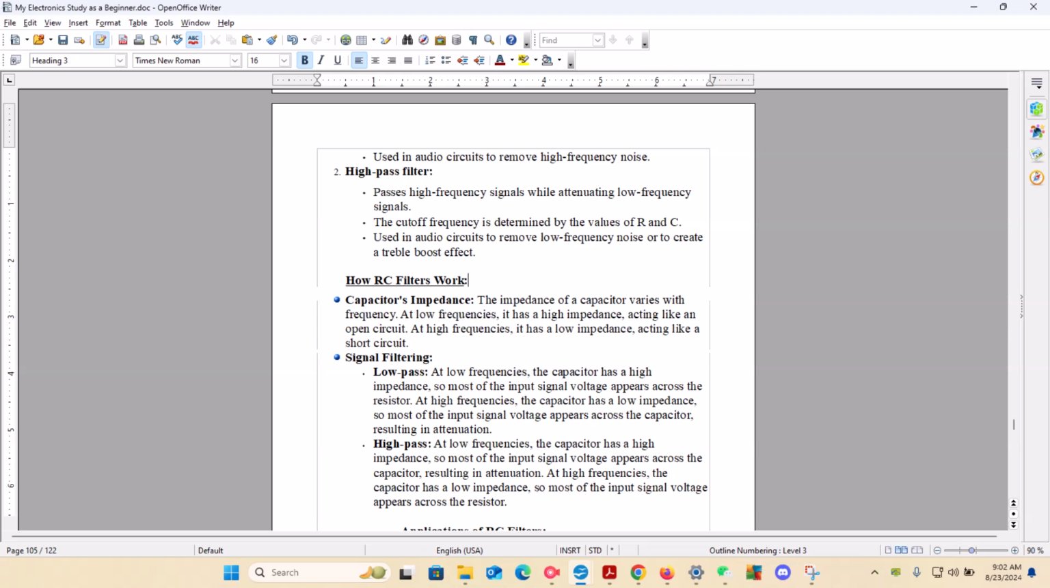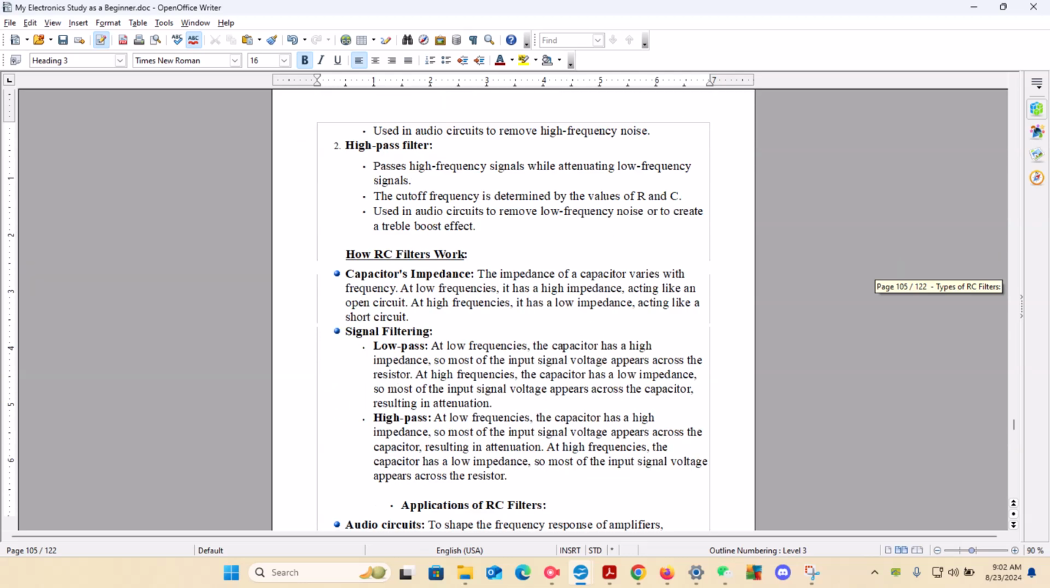Now in terms of signal filtering, we have low pass and high pass, like I was talking about. In terms of how it works, we talked about the capacitor's impedance, but for signal filtering for the low pass, at low frequency the capacitor has a high impedance, so most of the input signal voltage appears across the resistor. At high frequencies, the capacitor has low impedance, so most of the input signal voltage appears across the capacitor, resulting in attenuation.